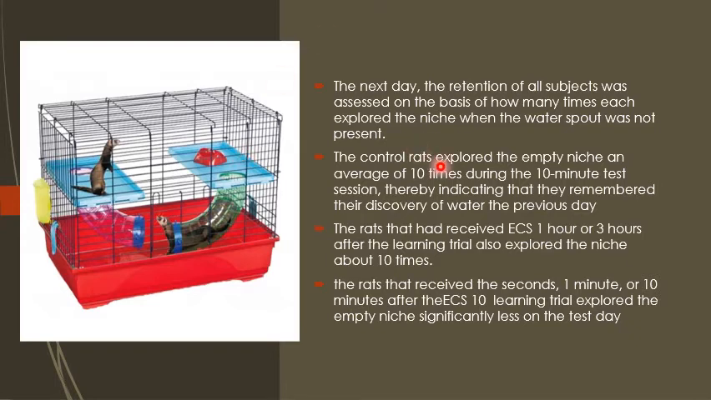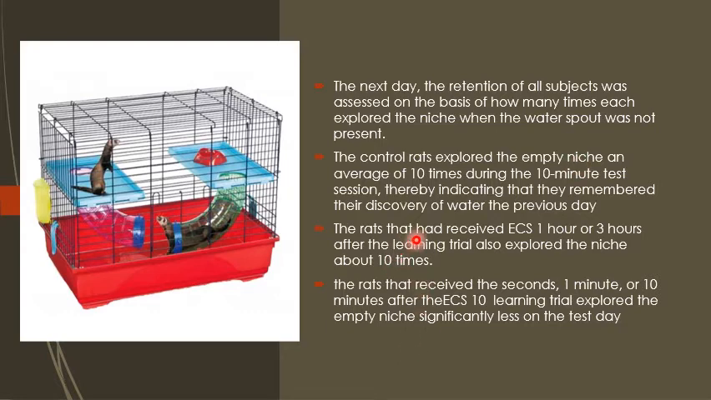Okay, so the control rats explore the empty niche an average of 10 times during the 10-minute test session, thereby indicating that they remembered their discovery of water the previous day. Because those that had not yet been given water, on average explored the niche only 1 or 2 times. But after water was placed in the niche, they explored it an average of 10 times during the 10-minute period. So it goes to show that they have memory of the learning trial.